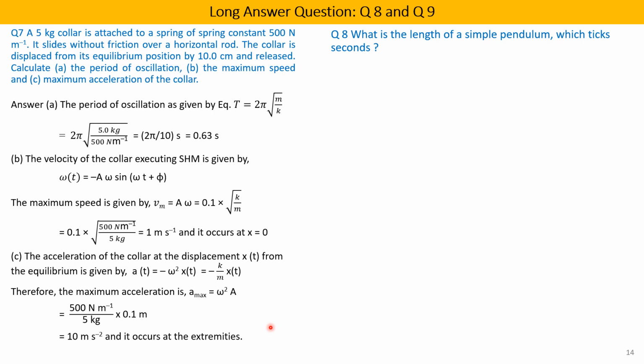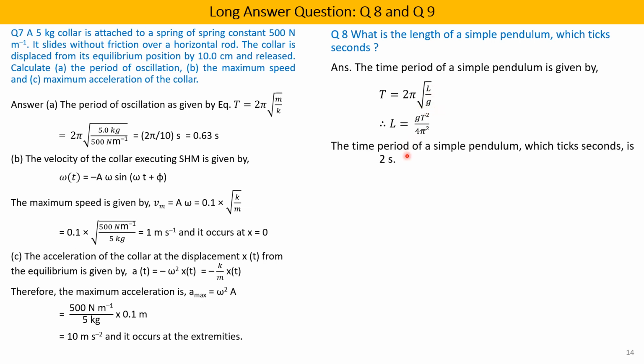Next question, what is the length of a simple pendulum which takes 2 seconds? The time period of a simple pendulum is given by T equal to 2 pi square root of L by g, where L is the length of the string. Therefore, L is equal to g T square by 4 pi square.